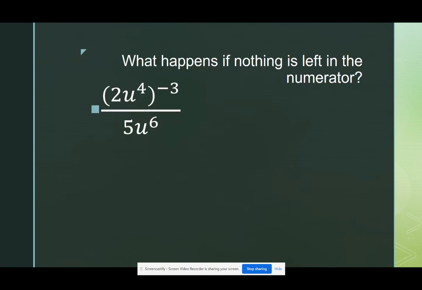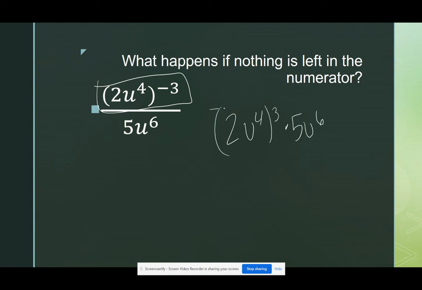So what happens if there's nothing left in the numerator? So, for example, if we have something like this, this is a negative exponent. So we're going to bring everything down to the denominator, and we're going to have 2u to the fourth, all to the third power, times 5u to the sixth in the denominator, but there's nothing left in the numerator, right? That's when we throw in that one, which we saw with our exponentials when we were trying to simplify something that was like 0.73 to the t minus 3 power. So let me write that down.